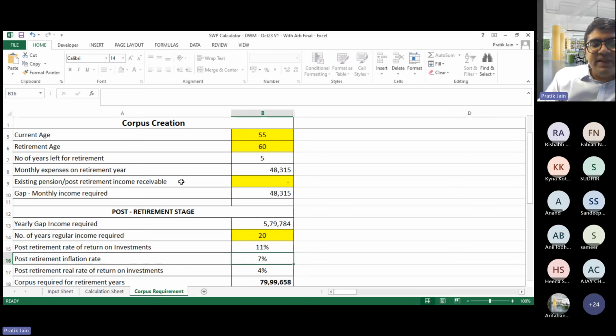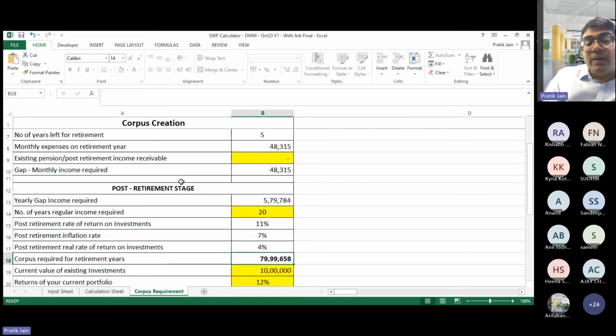I've taken inflation at 7%, right? So real return is 4%. मतलब real terms में उसकी value 4% पे grow हो रही है. So client will require approximately 80 lakhs to finish his overall corpus in 20 years. तो 80 लाख अगर डालते हो सर, और अगर आपका मंथली एक्सपेंस अगर 50,000 है, तो 20 साल में अगर जीरो करना है सर, तो 80 लाख में आपका काम हो जाएगा. इफ द पोस्ट रिटायरमेंट रिटर्न्स 11%, इन्फ्लेशन इज 7%.